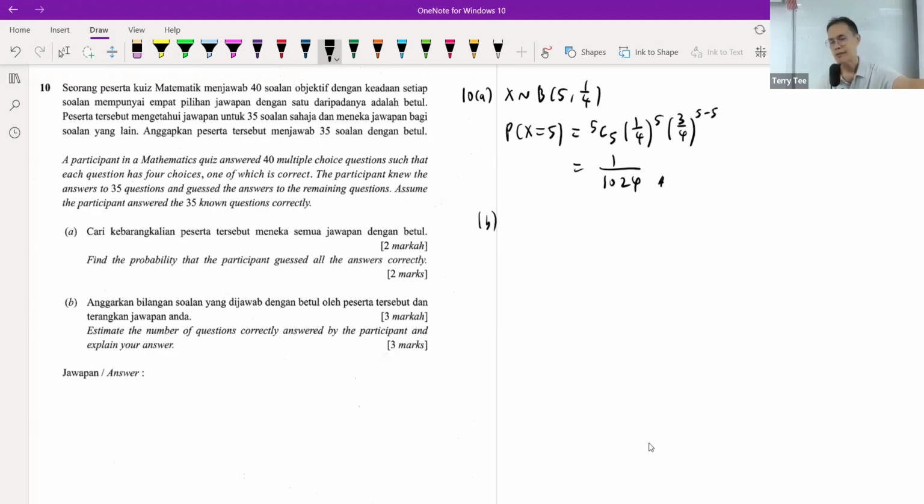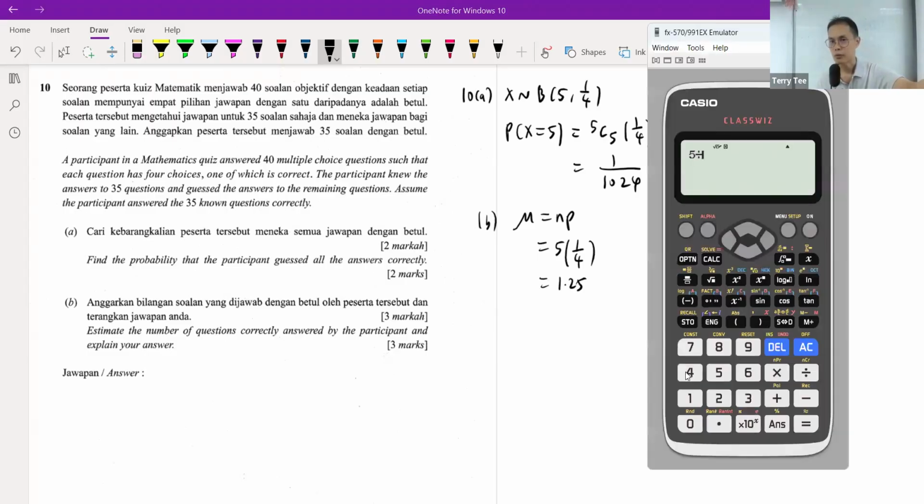Now, he already answered 35 correctly. So the remaining 5 questions, right? When you say estimate, it means you're finding on average, the mean. Mean is given by np. So if you have 5 questions that you guess, and the probability of guessing a correct answer is 1 over 4, this would be 5 over 4. 5 over 4 is 1.25. You can use a calculator. You can't do it mentally, right?